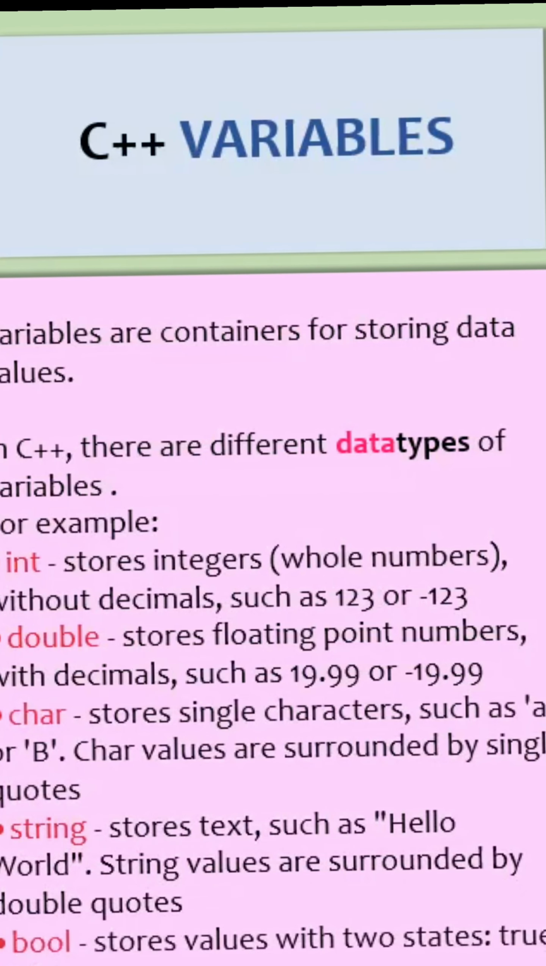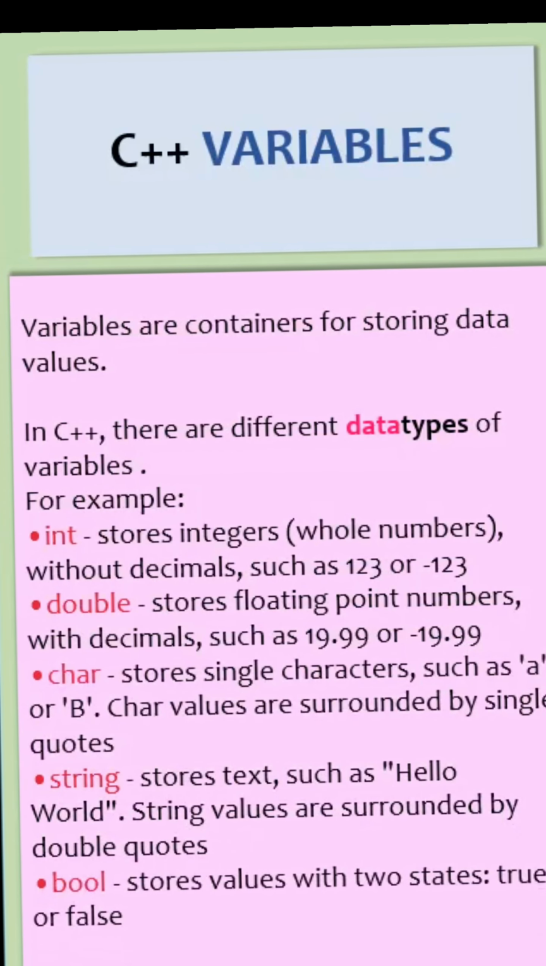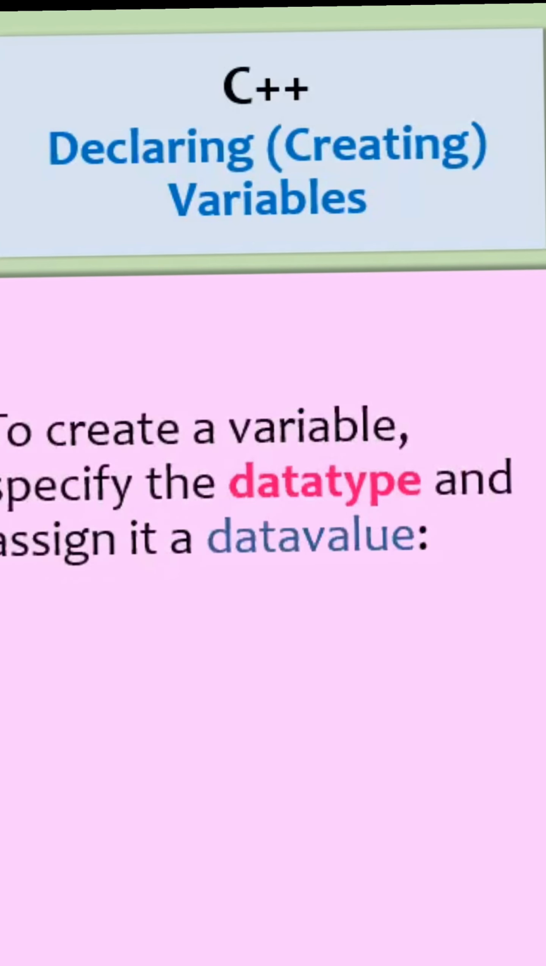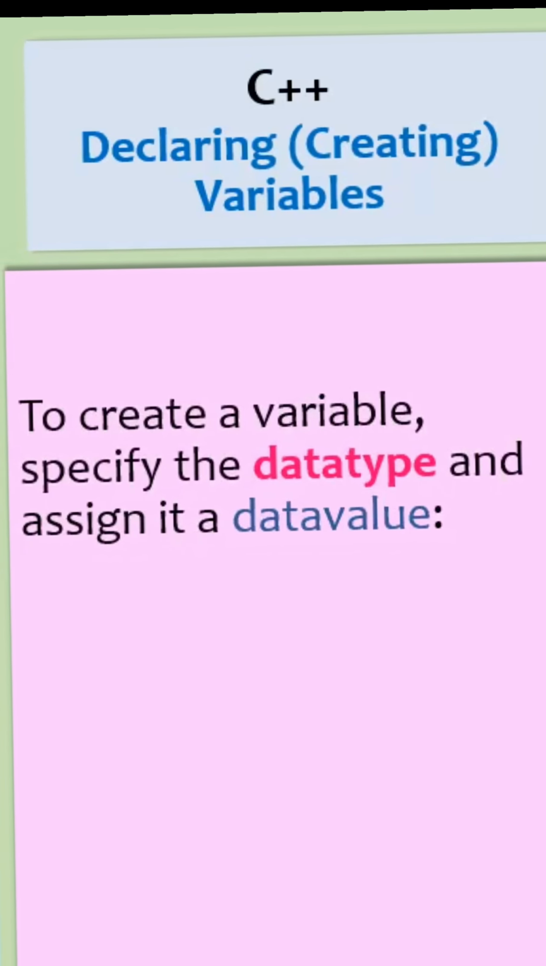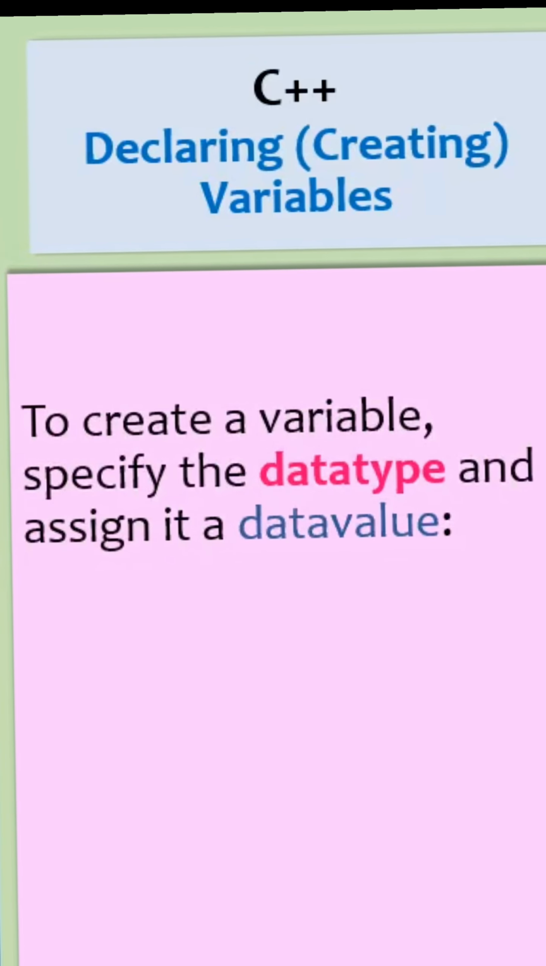And then we have boolean, for which we use the keyword bool, which stores values with two states, either true or false. And for declaring or creating variables in our C++ programs, we will be using a syntax where we specify the data type and assign a data value to it. So to create a variable, specify the data type and then assign it a data value.